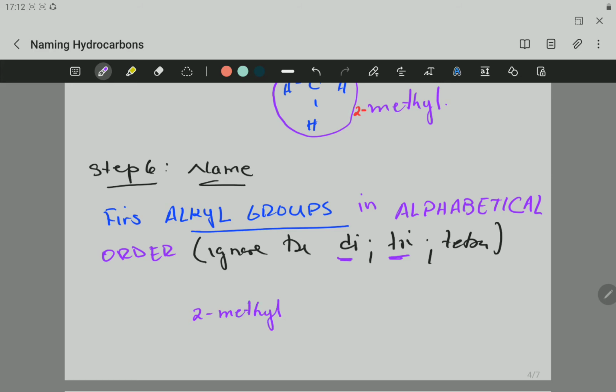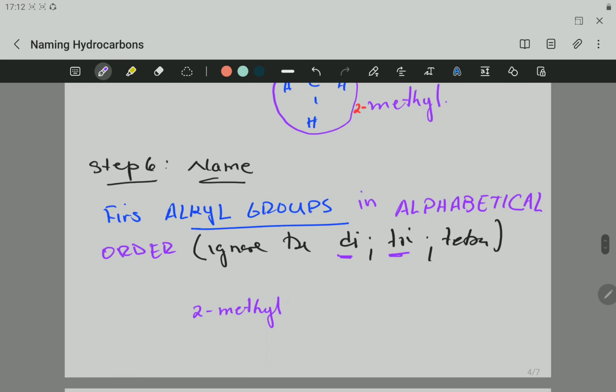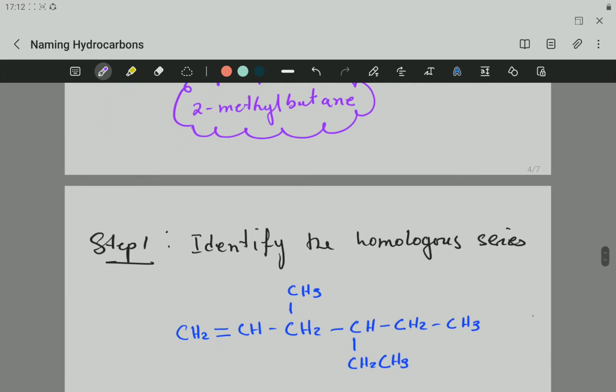2-methyl but, and then it's coming "ane". This is the name of that specific compound: 2-methylbutane. That is the name of that compound. I hope it's clear. Let's look at another example.